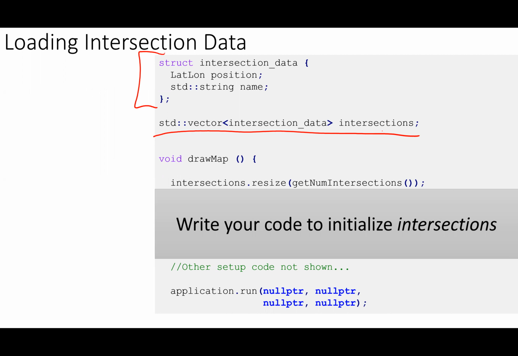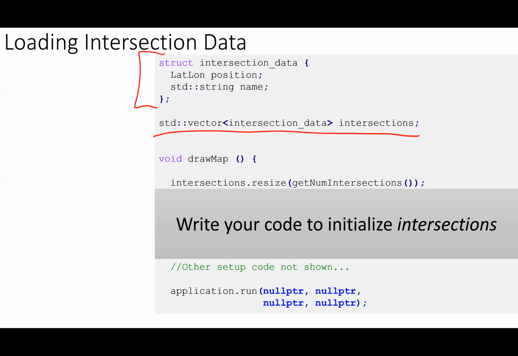And in my draw map, it's probably better still to do this in my load map, but I'll just show it to you in draw map here. On my intersections, I call resize. And remember, intersections resize will basically create that many entries in that vector. Okay, so after this line of code, I have an initial set of data with nothing very interesting in it, but I've created data for every single intersection in my vector.